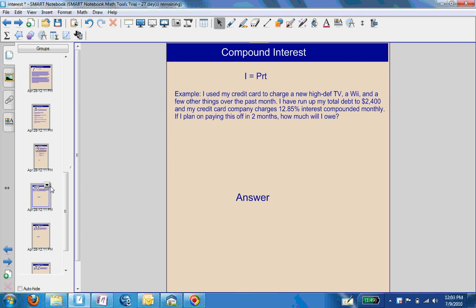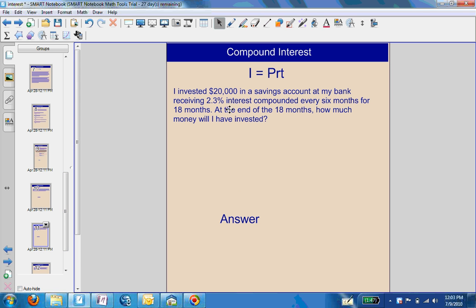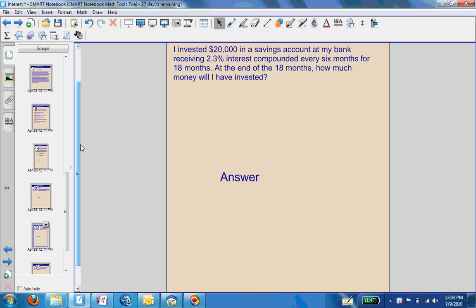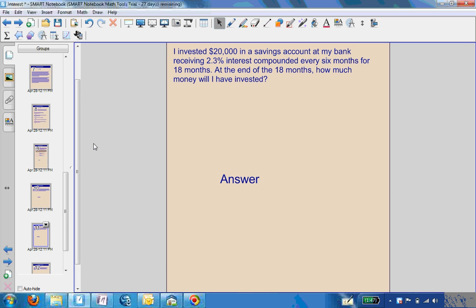Let's look at another example. I invested $20,000 in a savings account at my bank, receiving 2.3% interest compounded every 6 months for 18 months. At the end of 18 months, how much money will I have invested? So our principal is $20,000. Our rate is 2.3%. We're compounding every 6 months, so T equals 6/12, and we're doing it for 18 months. Well, 18 months divided by 6 is 3, so we're going to have to do the calculation 3 times. So we're going to have to do I equals PRT 3 times.